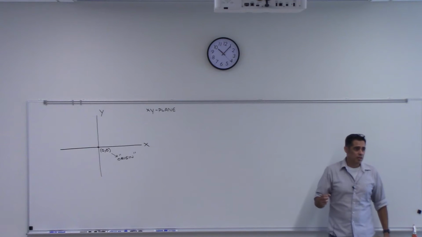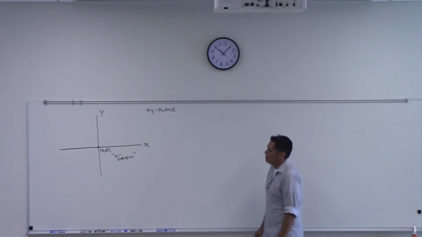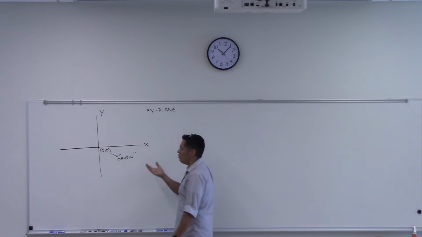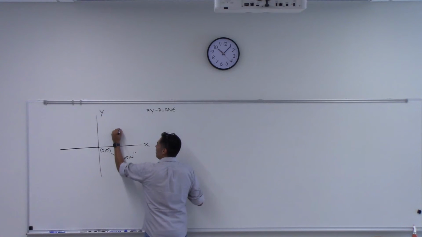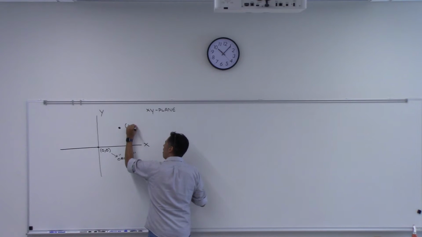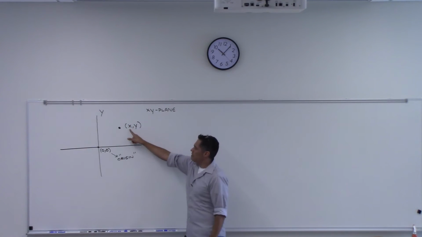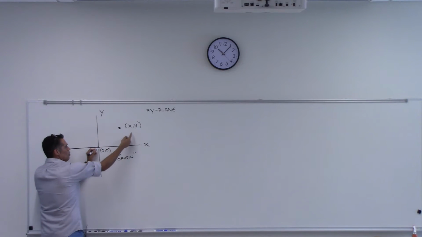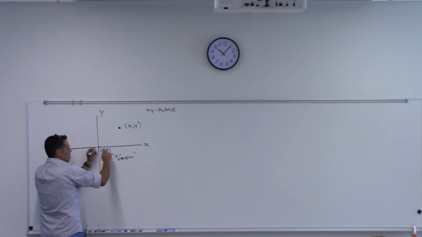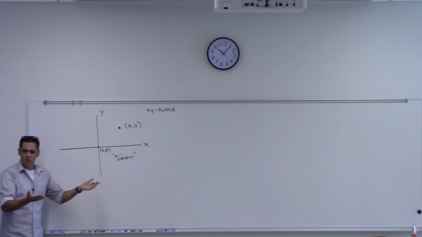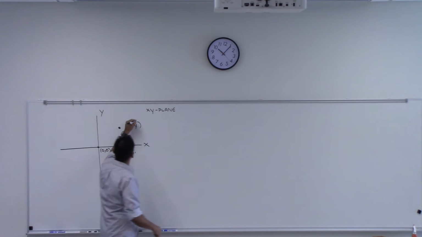Okay, that's the origin. And then any point on this plane can be represented with an ordered pair. So if I write this point right here, I can label it (x, y). The x is the directed distance along the x-axis, and the y is the up and down. Horizontal distance is x, vertical distance is y, right? So we're all familiar with this. It's called an ordered pair.